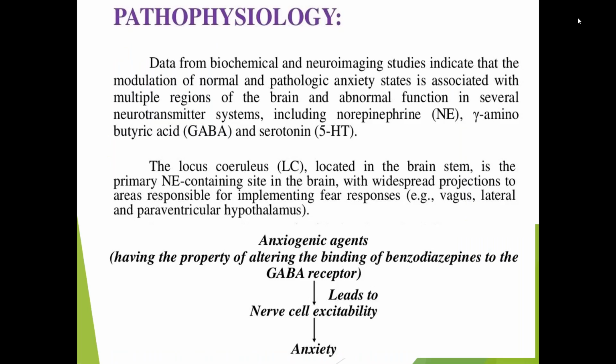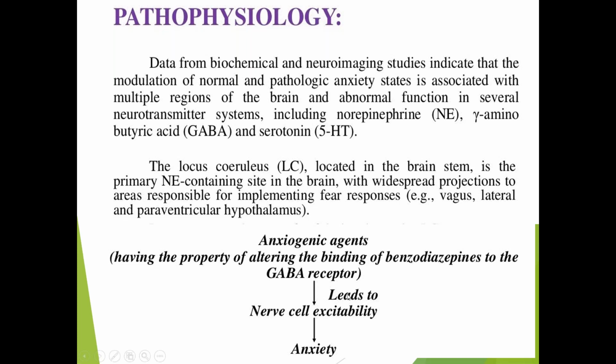Now when we come to pharmacology, there are some neurotransmitters like GABA, gamma aminobutyric acid, serotonin, and norepinephrine, which are the major neurotransmitters that play a key role in the development of anxiety. A low level of GABA at presynaptic neuron junctions is responsible for the development of anxiety. Norepinephrine, located in the locus coeruleus part of the brain, also plays a major role in the development of anxiety.